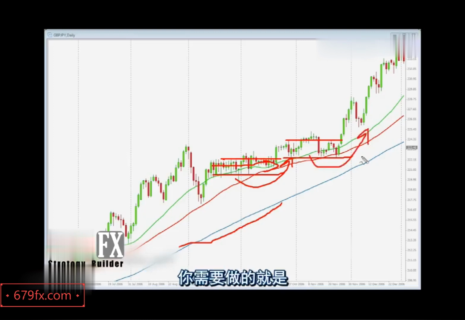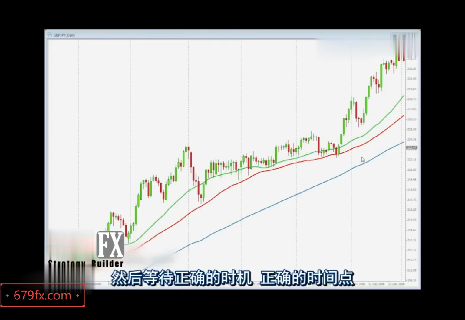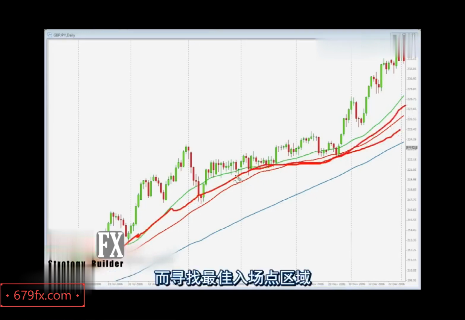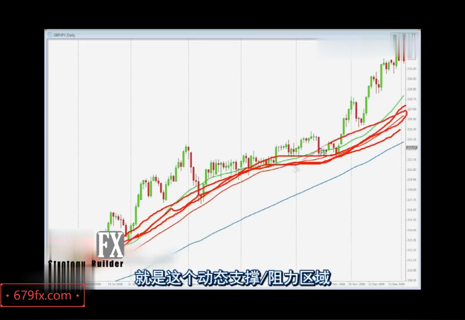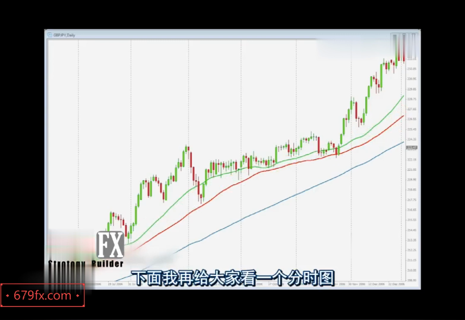It's just a matter of waiting, of spotting that you are in a trending scenario, and then waiting for the right time and the right junction of the chart in order to search for entries in the direction of the main trend. And that area, in order to search for entries, is of course the dynamic area of support.